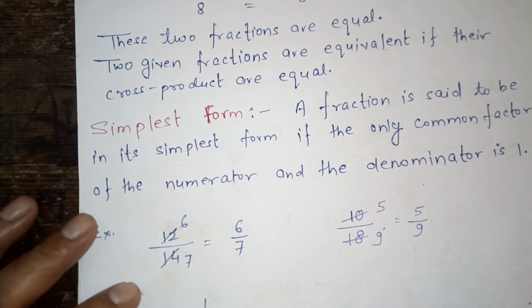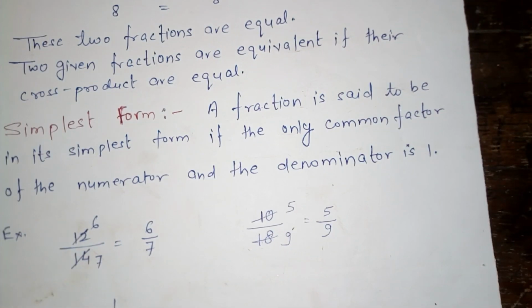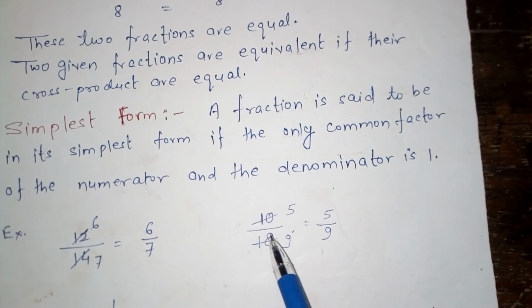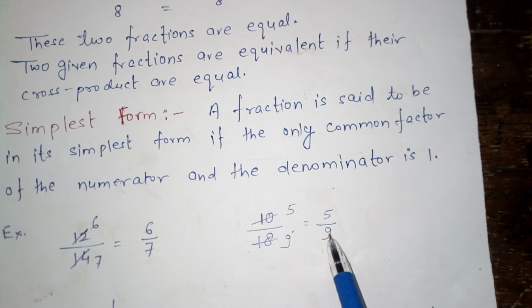Suppose this is 10 upon 18. 10 upon 18 is not in simplest form. So 10 and 18, these two numbers, cancel by 2. 10 divided by 2 you will get 5, and 18 divided by 2 you will get 9. So 5 upon 9 is the simplest form of 10 upon 18.